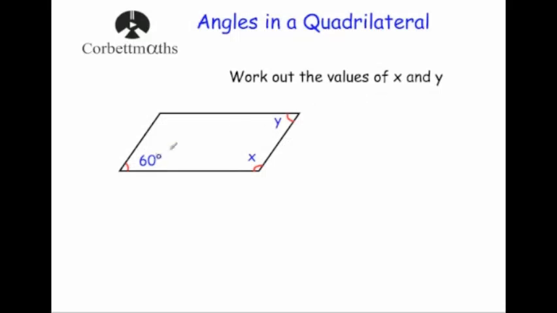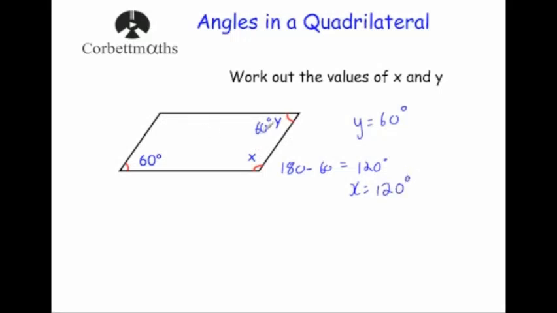So first of all, we know that the opposite ones are going to be equal. So if the value here is 60 degrees, y is also going to be equal to 60 degrees. Okay. Now there's 2 ways to get x. One, we can just know that, as I've just said, the acute angle and the obtuse angle will add together to give you 180 degrees. So we can just take the 60 away from 180 degrees. And that will give us 120 degrees. So that means that x is equal to 120 degrees.